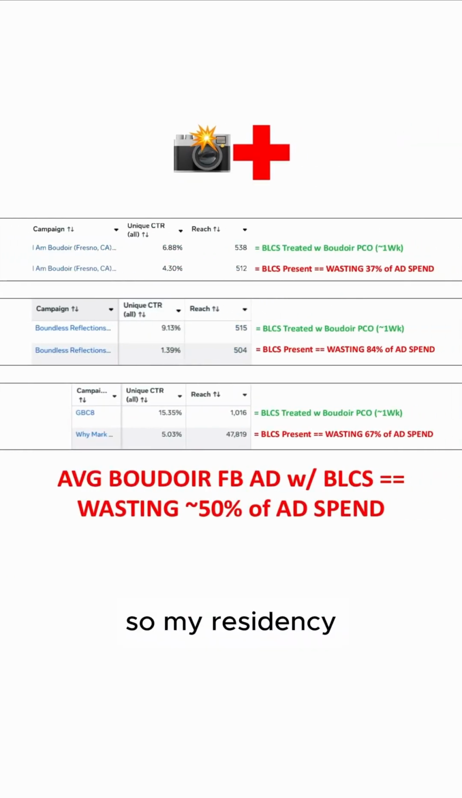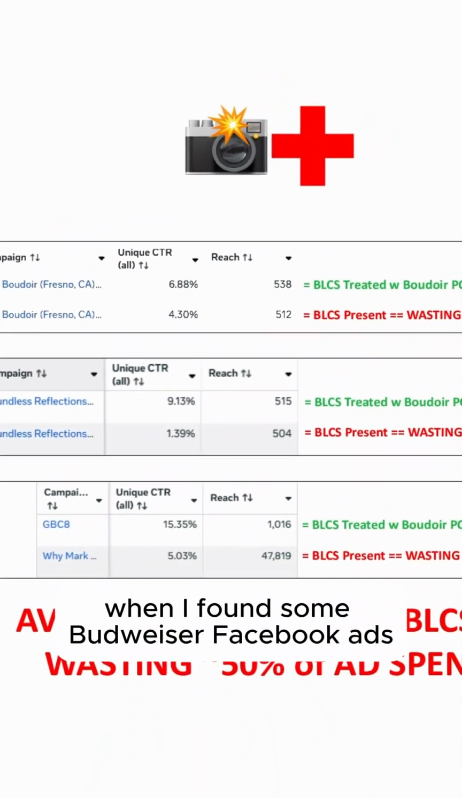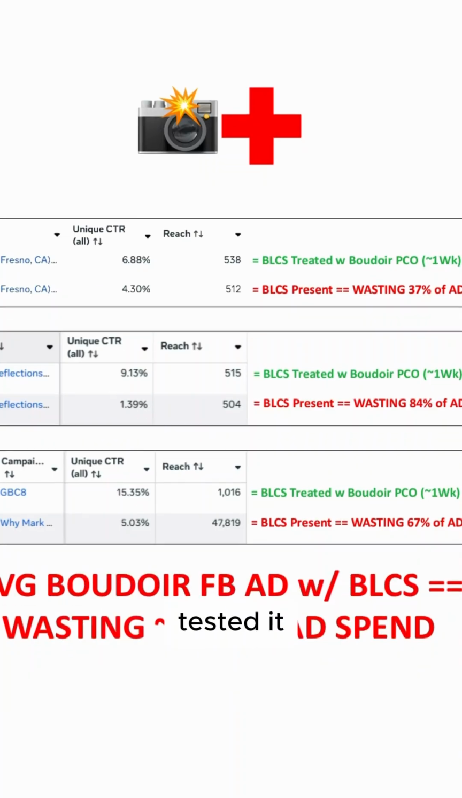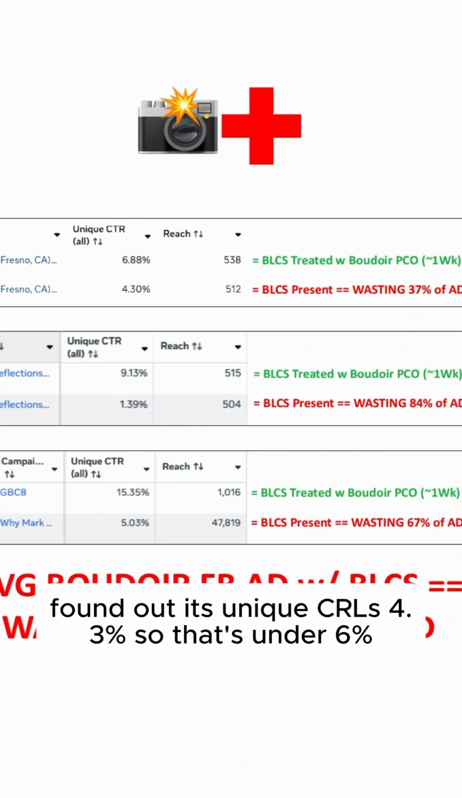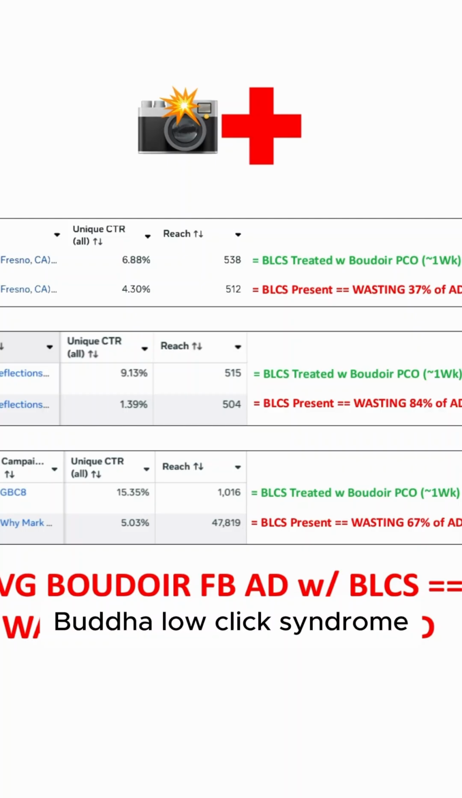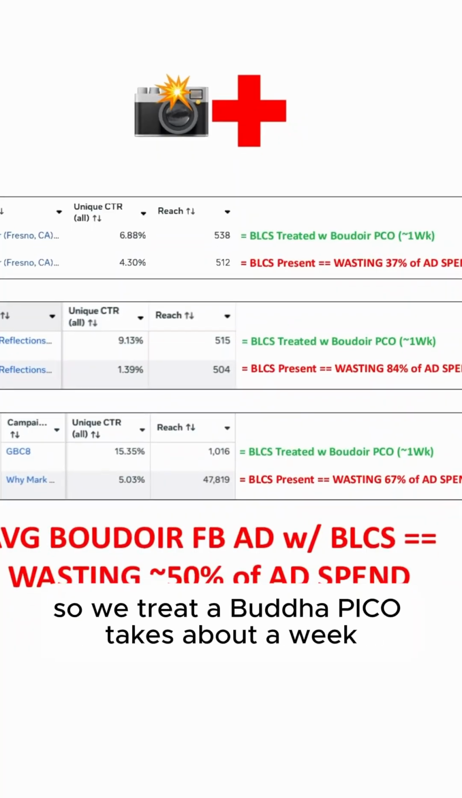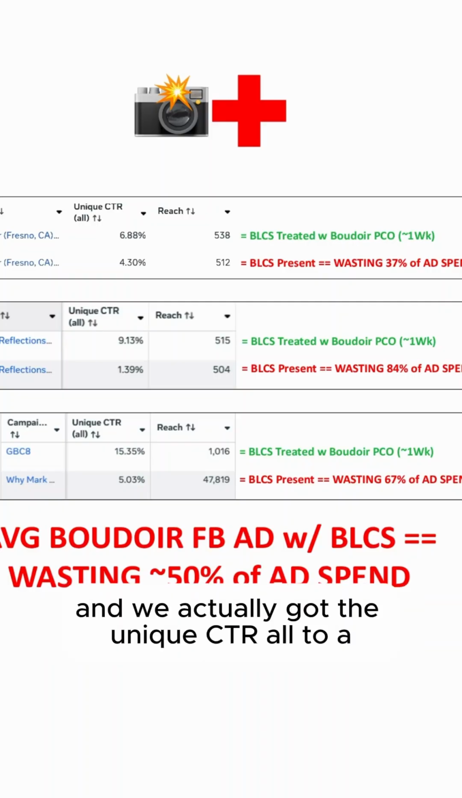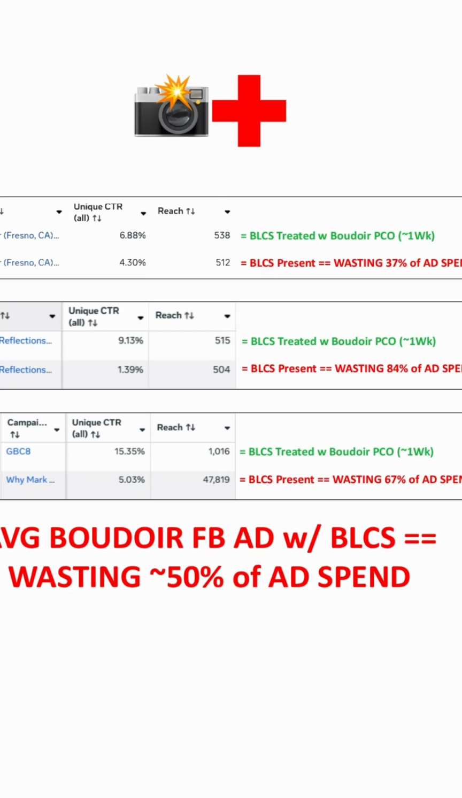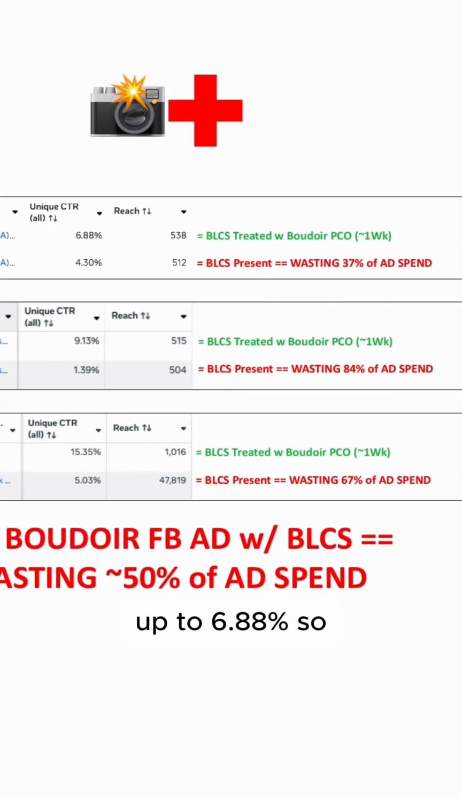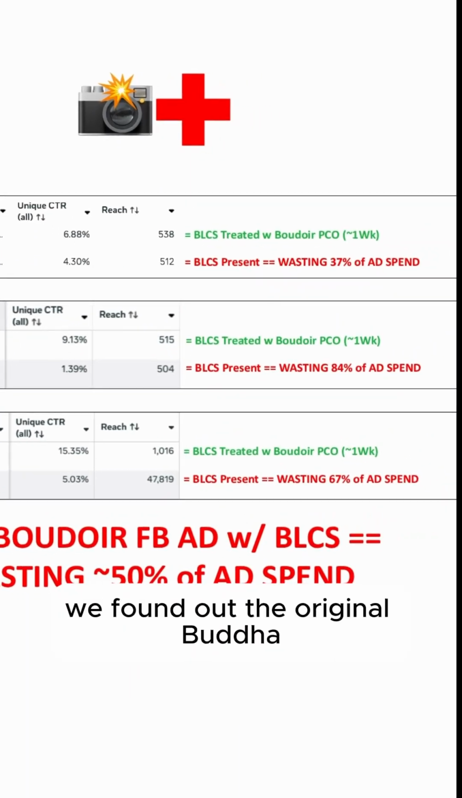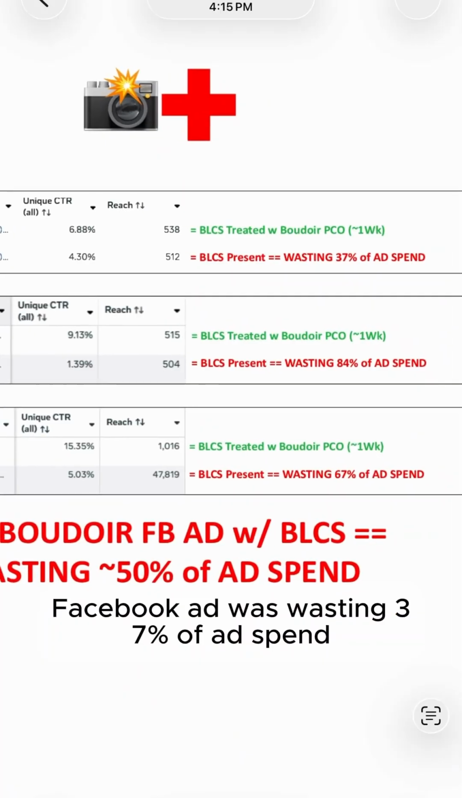So in my residency, I found some boudoir Facebook ads. The first one, I brought it to the hospital, tested it, found out its unique CTR is 4.3%. So that's under 6%. So we know that BLCS is present, boudoir low click syndrome. And we now have the treatment, boudoir Pico. So we treated it with boudoir Pico, takes about a week. And we actually got the unique CTR up to 6.88%. So we found out the original boudoir Facebook ad was wasting 37% of ad spend.